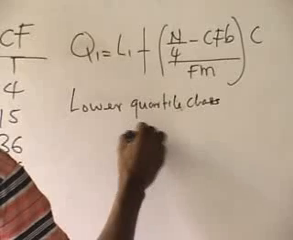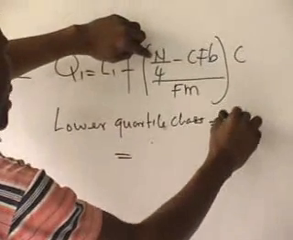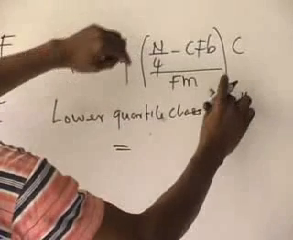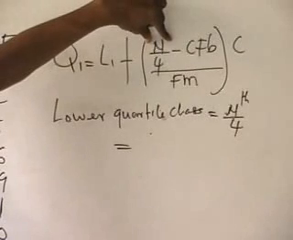Are we together? Which is equal to what? What do we have here? We have n over 4, which is equal to what? N over 4. Fourth position. Whatever thing you have here, that is your lower quartile class.